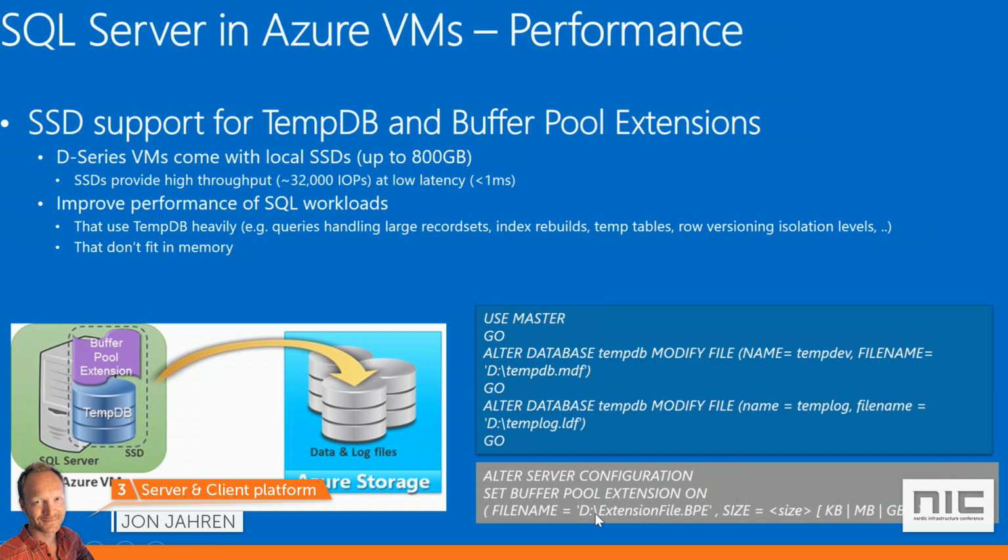So here in this example, we define on the D drive a file that we call just the extension.bpe, when we set it in increments of megabytes and gigabytes, and then that file will be your level 3 buffer, level 3 cache for your buffer pool. So typically we will see a huge performance increase, especially for servers that have low amounts of RAM. Typically the sweet spot is 64 gigabytes of RAM or so forth. If you have a buffer pool extension in a low RAM environment, you will see a large performance increase.